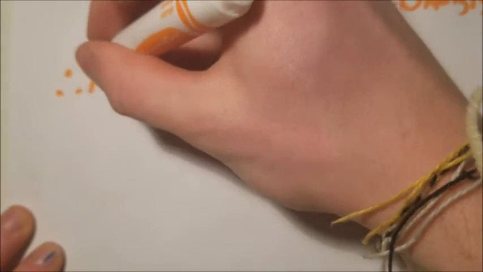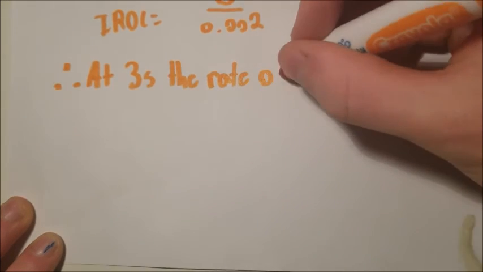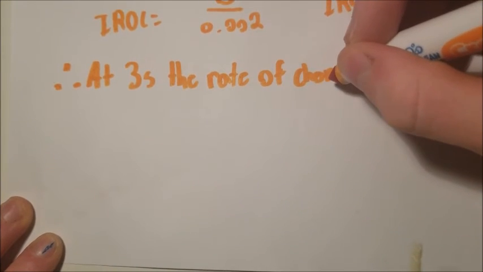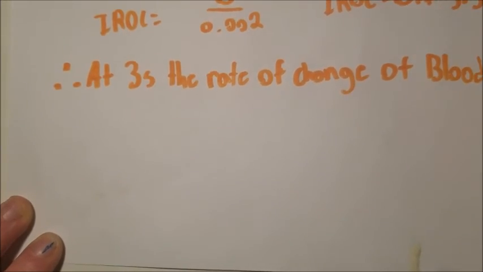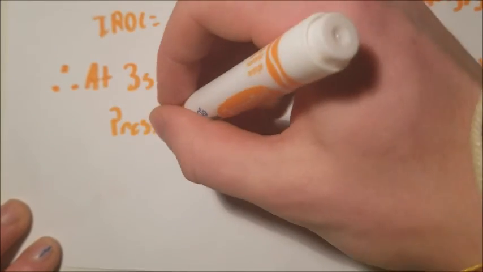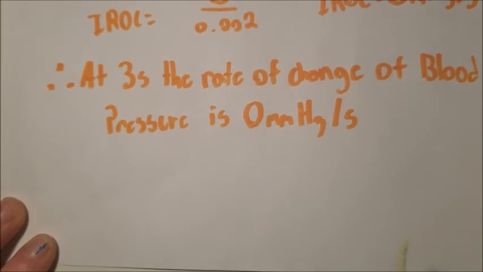Now we are actually not done with this question because this is a word problem. It does require a therefore statement. A therefore statement is simply where you restate the question and then insert your answer using correct units. Therefore, at 3 seconds, the rate of change of blood pressure is 0 millimeters of mercury per second.